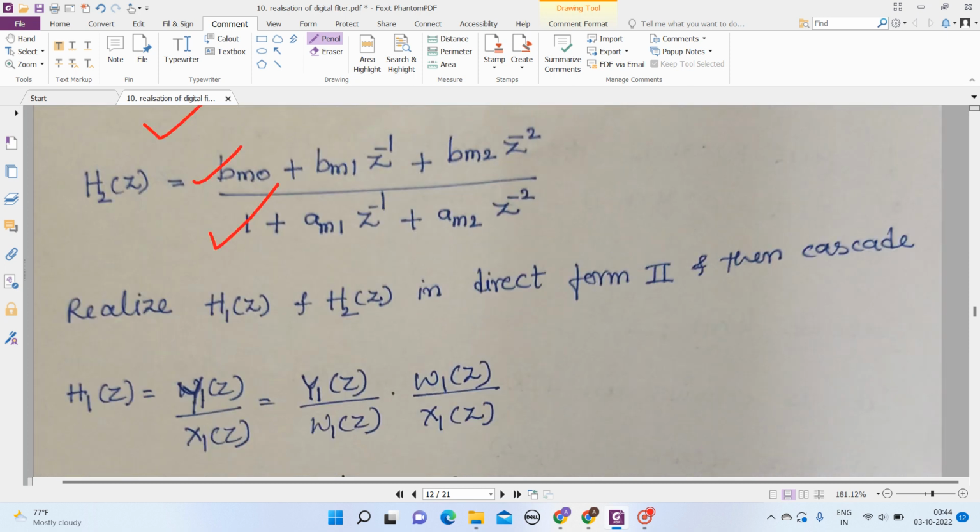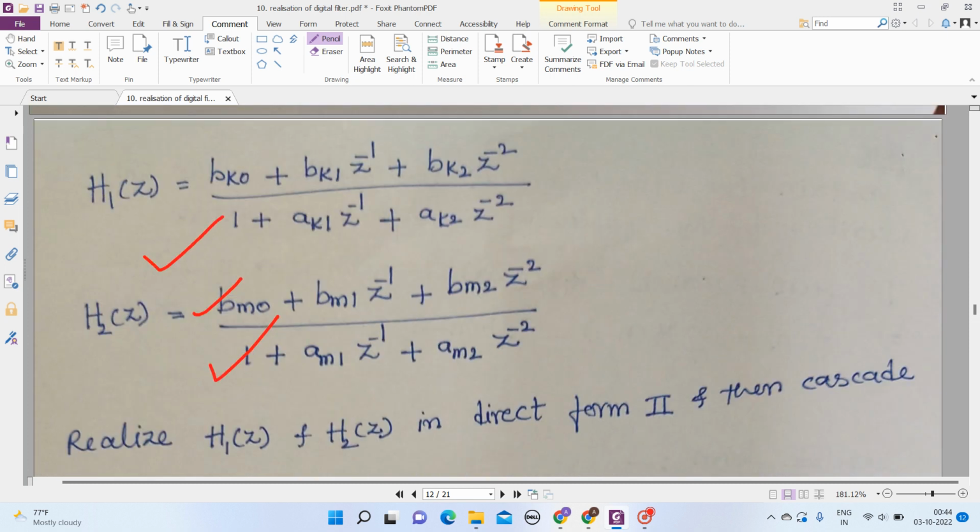See here, this is my original equation of H1 of z. In the denominator equation, the polarity is going to change: if there is any minus symbol, it changes to plus. Here we have only plus signs, so they change to minus. So our first part of the structure is this one, and the second part of the H1 of z structure is this one.